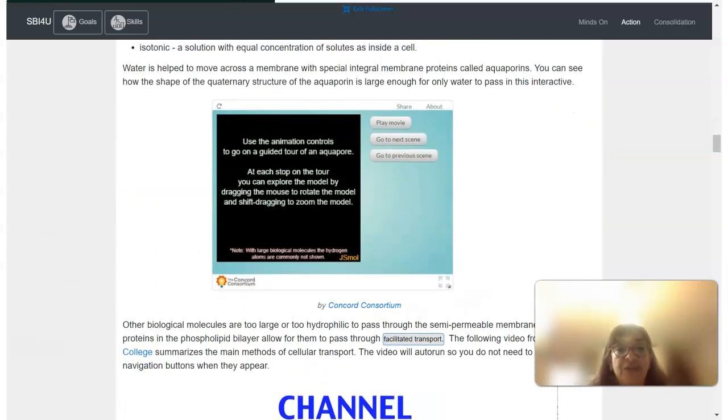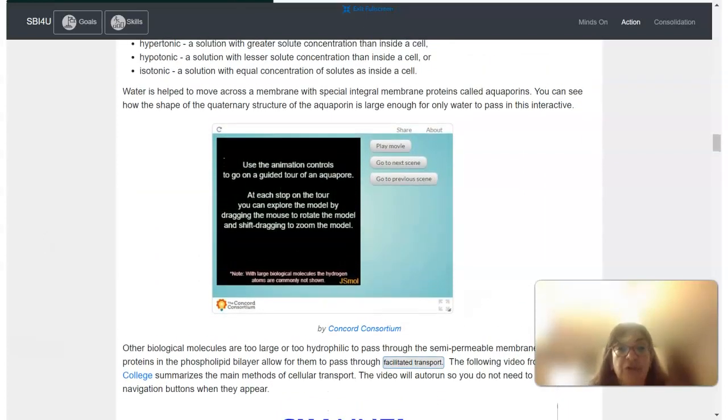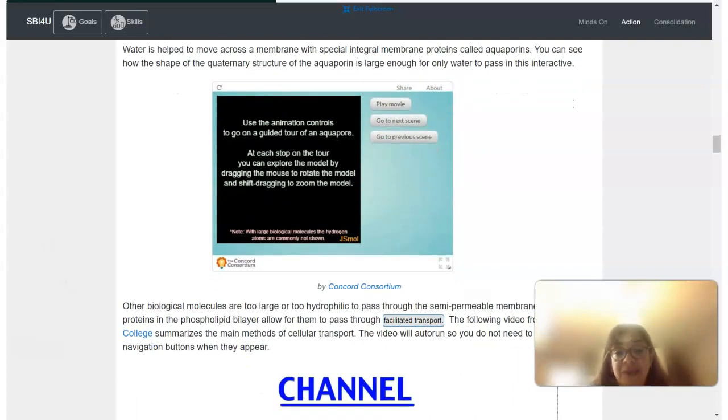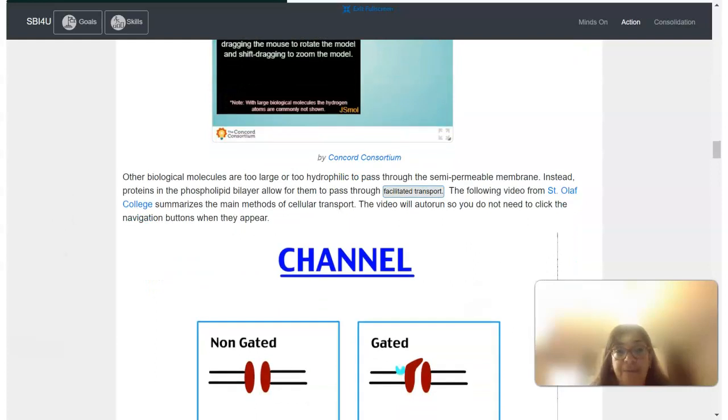These are the types of transport across the cell membrane. I already updated the links, but if anything still doesn't work, just send me an email. I would update it again because they keep changing the links.